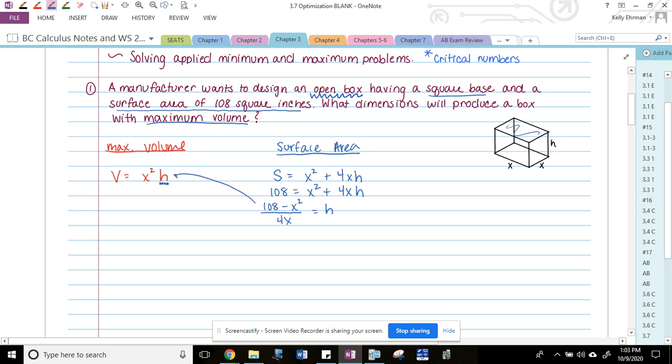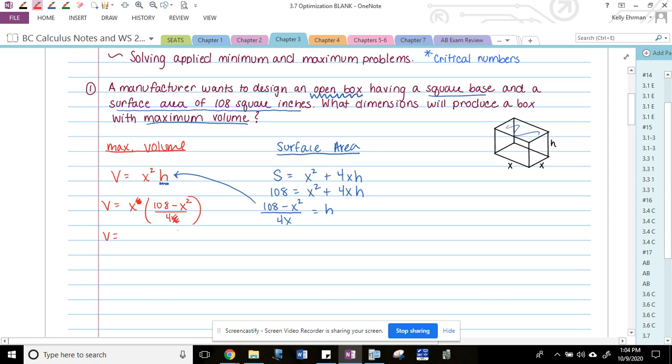And now I can use substitution to go back to my volume equation, which is what I really need to be working on. And I can sub all of that in. x squared times (108 minus x squared) over 4x. And you should simplify. Let me simplify first by saying I would have this x squared, one of these x's cancels with this x down here.